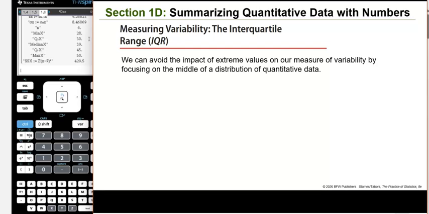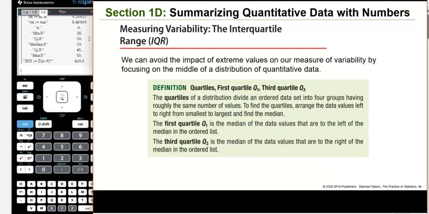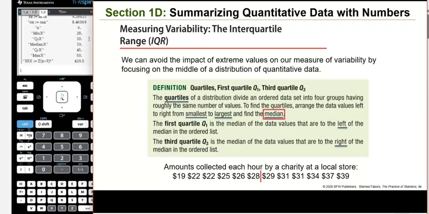Here we are. We can avoid the impact of extreme values by using IQR. So when the data is skewed one way or the other, definitely we're going to use them. We're going to use IQR, which is a simple formula. You just find the first quartile, the third quartile. We'll show you how to do that in a second. So this is what they mean.